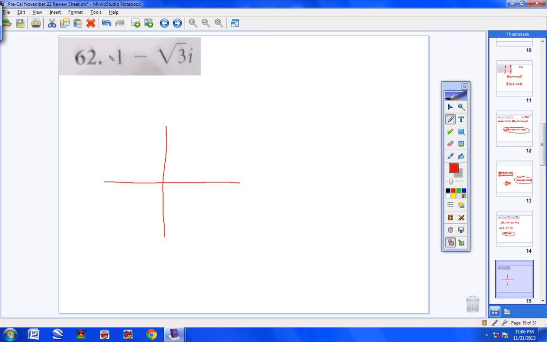So notice we have a positive number and a negative number. So we go over positive, down negative. I like to draw a nice big triangle to give me plenty of room to work. I go over 1, down square root of 3. The hypotenuse would be 2, because you square the 1 and you square the square root of 3, and then you get 4, and you take the square root of 4, which is 2.